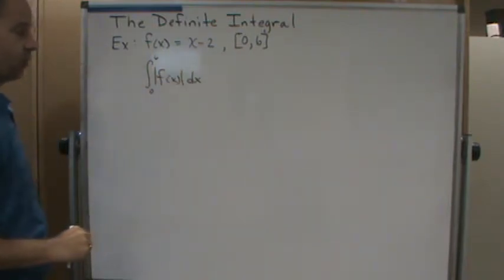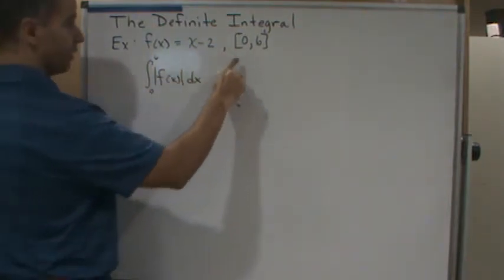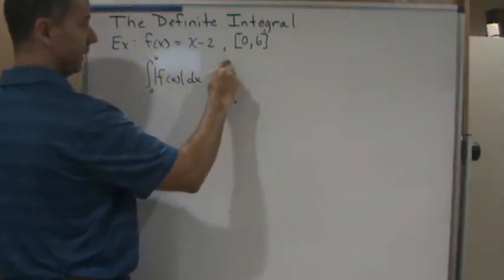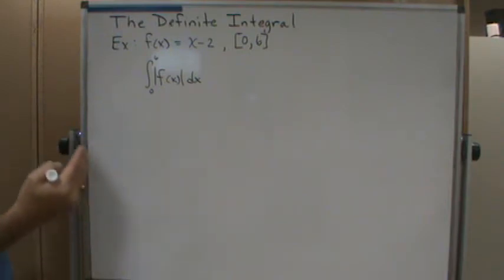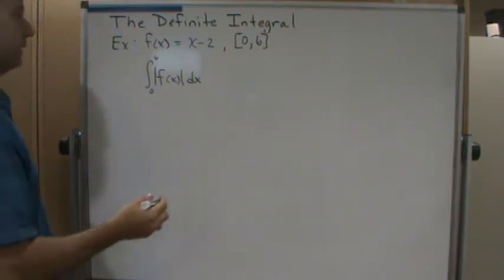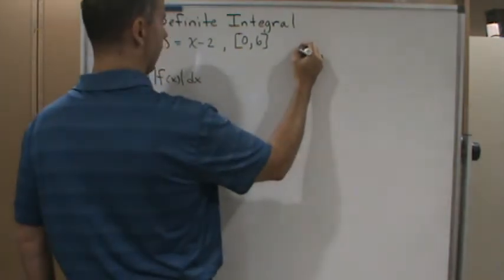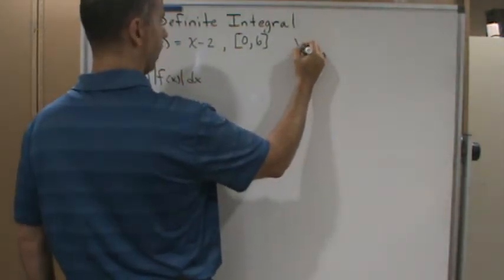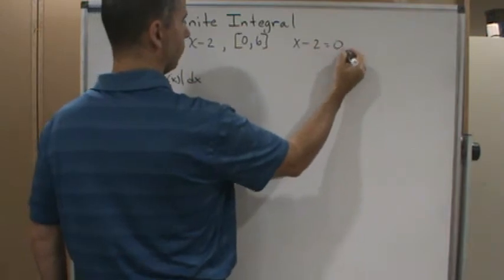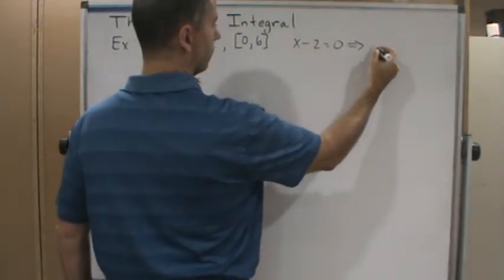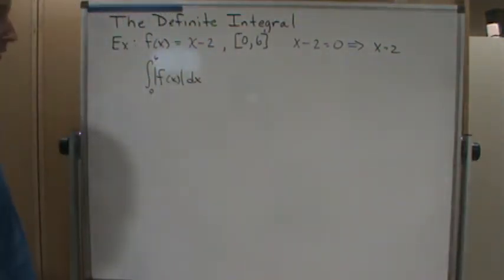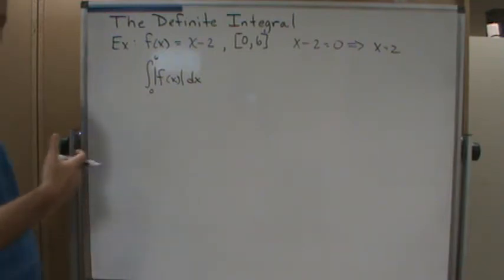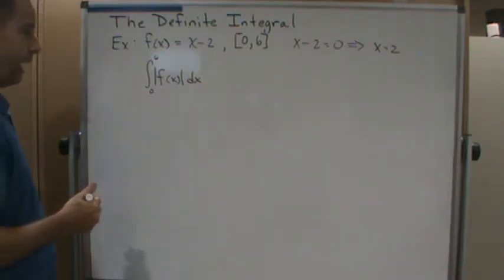Before we get started, we want to find any intersection points, because this is a straight line, and we want to see if it intersects the x-axis in this interval, because that's when it's going to go from below the x-axis to above the x-axis. So we set it equal to 0, and we find that x minus 2 equal to 0 implies that x equals 2. So at x equals 2, there's an x-intercept. That's where we're going to partition or split up our graph.